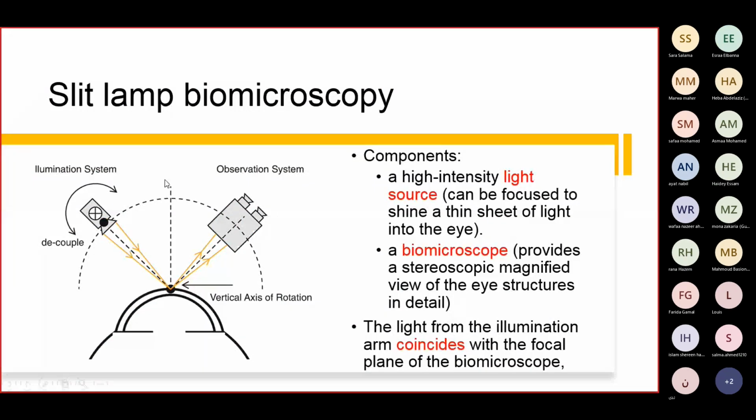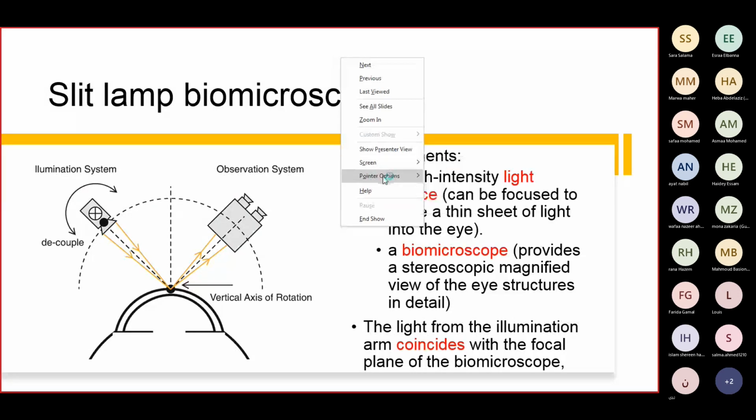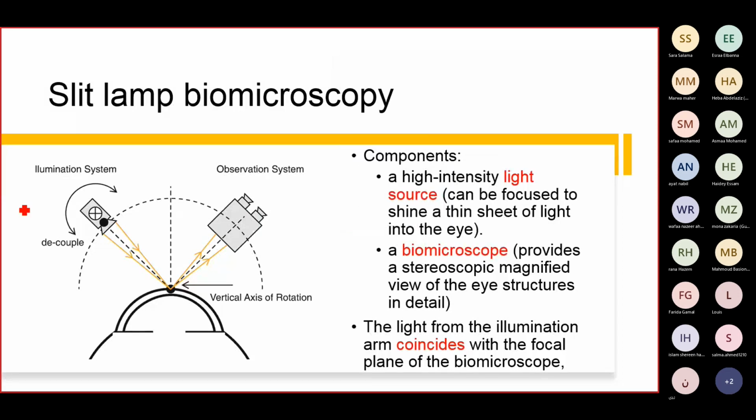We're talking about the slit lamp. We mentioned that it's formed of an illumination arm and the magnification arm. Both of them are coupled to fall at the same point. So the illumination arm is focused on the same point on which the magnification arm is focused, unless you do uncoupling to illuminate another point.